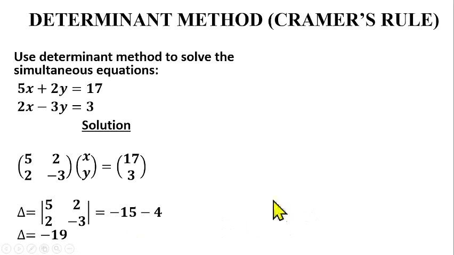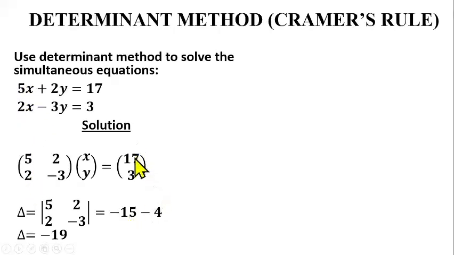Then the next thing to do is to find change in x. Change in x, because our aim is to find x and y. So you find change in x first. What's the meaning of change in x? This column matrix here, which is the answer, we replace this column which belongs to x. Don't forget that this column belongs to x here.